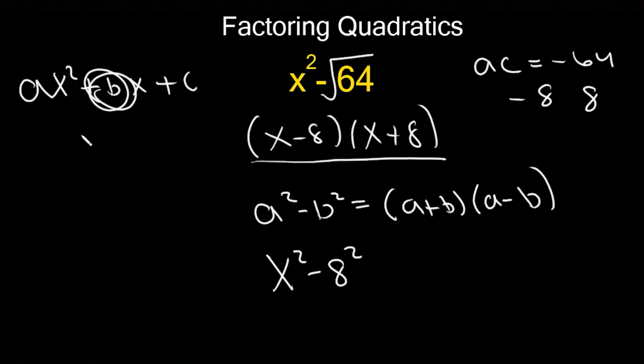So again, if you do not have that bx term and your constant is negative, all you have to do is check by taking the square root of your constant, and then you can determine if you're dealing with a difference of 2 squares, okay? So this one's done. You get x minus 8 and x plus 8. Let's go ahead and try one more example.